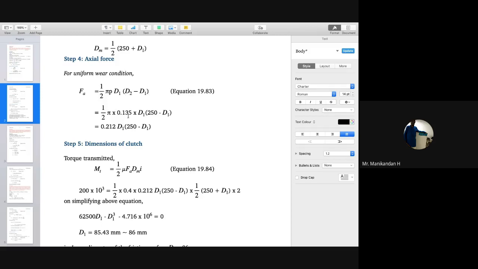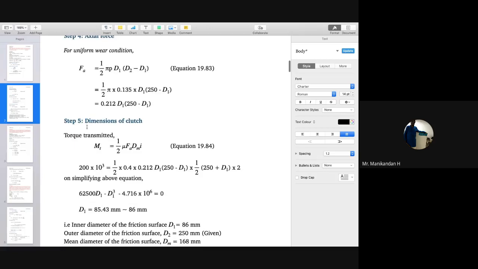So here, P value is 0.135 assumed. D1 we don't know. D2 is 250 minus D1. So simplifying this equation, we will get 0.212 D1 into 250 minus D1 as the value of axial force. So keep it as it is because we don't know the value of D1. So the last step is to find the dimensions of the clutch.